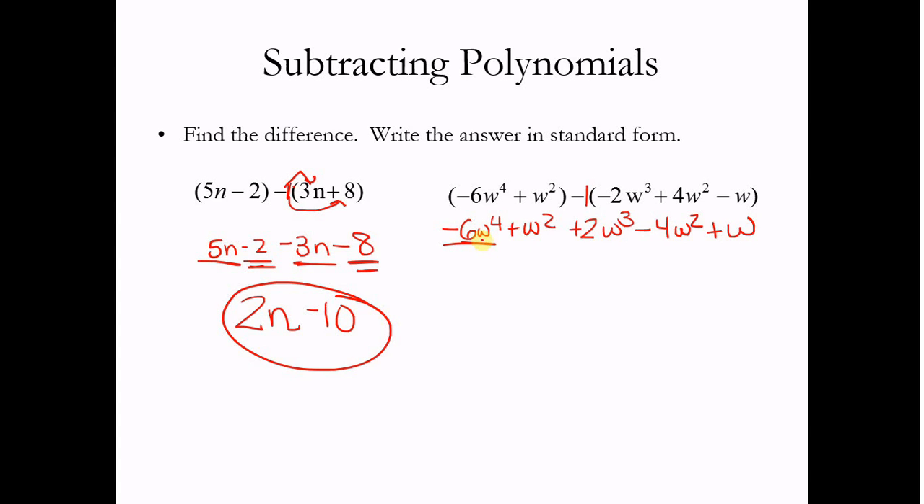I do not see anybody that's like the negative 6w to the 4th, so I'm going to get negative 6w to the 4th. Let's combine the cubes now. No one there, so let's put him there. Oh, it looks like I have some w squareds to combine. So I have positive 1w squared, negative 4, so that's a negative 3w squared, right? And then poor w, he's all alone, so he's going to bring up the rear.